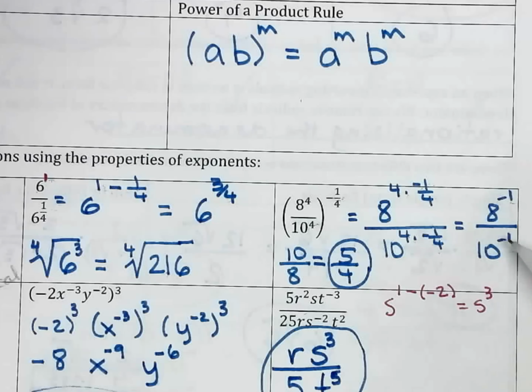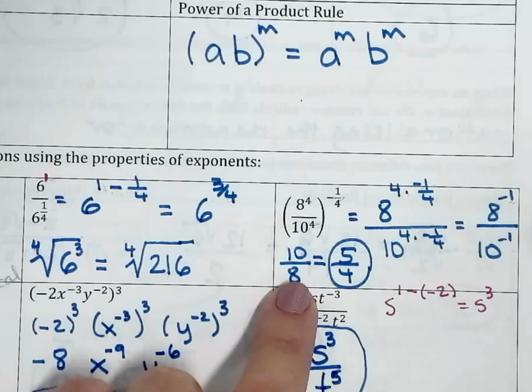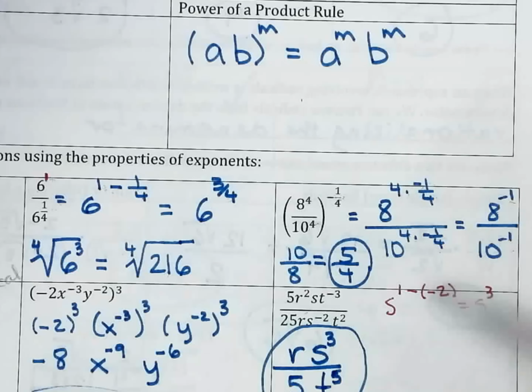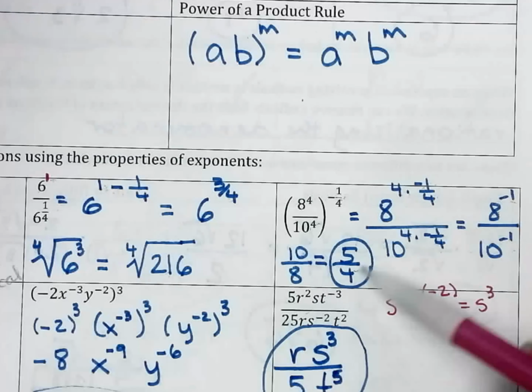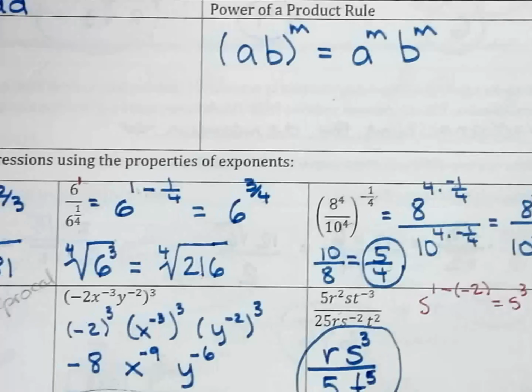Negative exponent means reciprocal, so 8 to the power of -1 goes to the denominator. That's why 8 is here. And then 10 raised to -1, that's reciprocal, that goes up to the numerator. And then you just finally have to simplify that fraction.